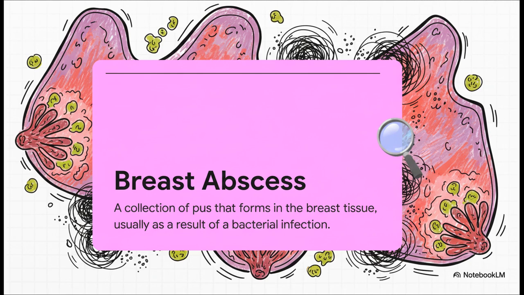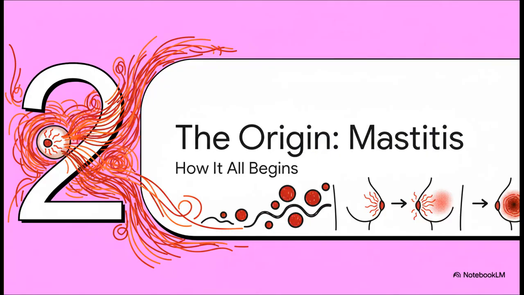Okay, so in simple terms, a breast abscess is basically a walled-off pocket of pus that forms inside the breast tissue. It's usually caused by a bacterial infection that hasn't cleared up. The key words here are collection of pus and infection, which tells us it's a localized problem that needs specific attention.